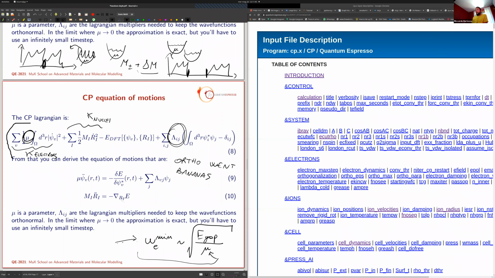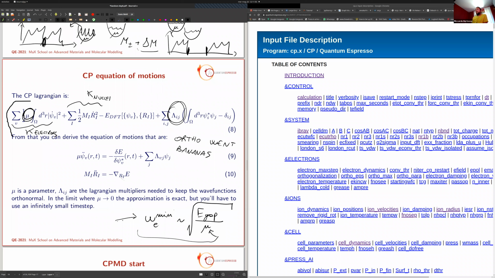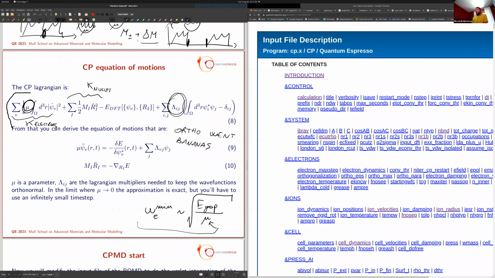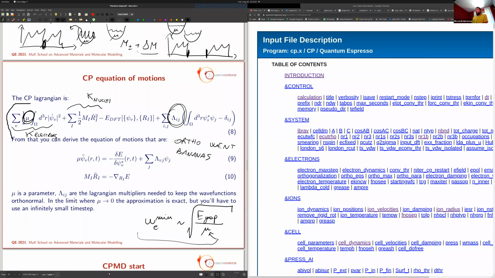Maybe you don't have a gap anymore, or maybe mu was too big. So it means that electrons are no more for sure in the ground state, and you have something very, very wrong. So you have to stop and look carefully at your simulation.